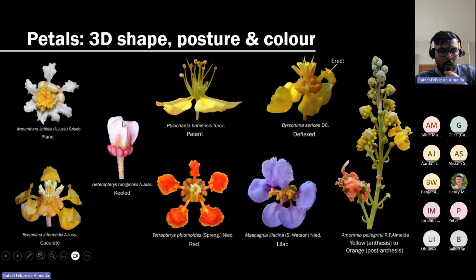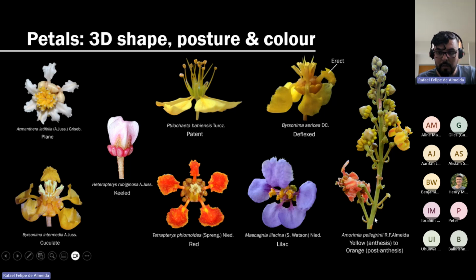So they have this costa here that they might not show after the flowers open, or they can be really marked and conspicuous depending on the group. So also the petals, their posture can vary a lot. Most Malpighiaceae have patent or deflexed petals, like this one in Byrsonima, and they also vary greatly in color. Most Malpighiaceae show yellow petals, but they can also be pink, white, lilac, red, and several variations of that.